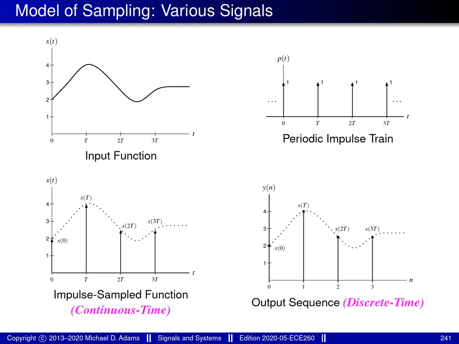Although the graphs for the impulse sampled function s, shown in the bottom left, and the output sequence y, shown in the bottom right, look very similar visually, it's important to understand that they're completely different entities mathematically. The former is a function that is zero between the sample points, in other words, points that are at integer multiples of capital T, whereas the latter is a sequence that is only defined at integer points.